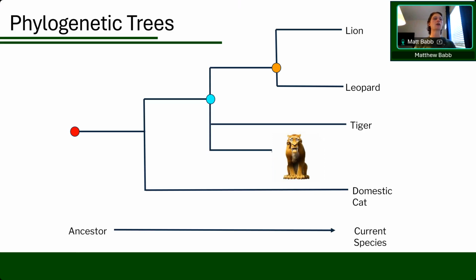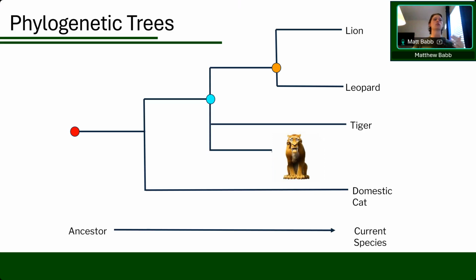People will say, okay, tigers and leopards are more closely related because their names are closer to each other on the tree. But the reality is you can actually rotate this tree around, and what really matters is the most recent common ancestor. In this case, that blue dot. That blue dot is the common ancestor between lions, leopards, and tigers, and it existed the same distance from tigers to leopards as it did from tigers to lions, right?